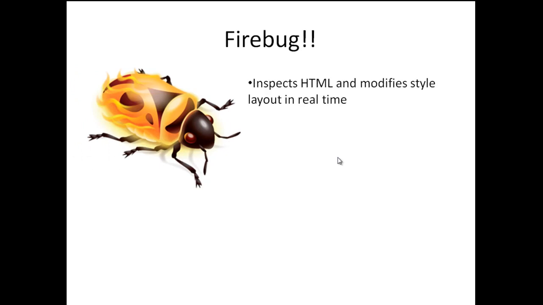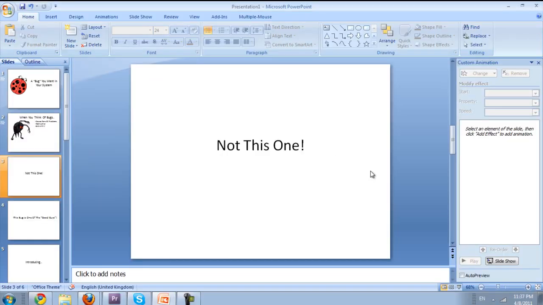What Firebug does is inspect HTML and modify style layout in real time. So this makes modifying WordPress a lot easier. You don't really have to know HTML or CSS and all that, you just need to learn a bit of the basics, and it allows us to personalize WordPress themes and our blog to meet what we want. So let's go on and show you Firebug.